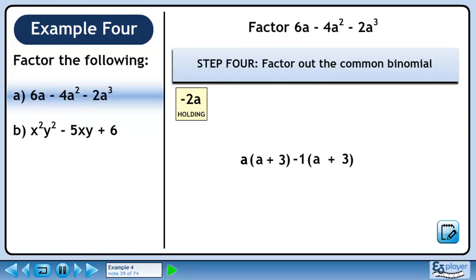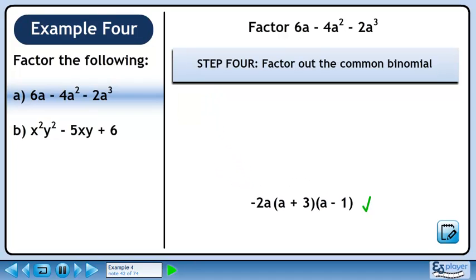In step 4, we'll factor out the common binomial. A plus 3 is common to both terms, so factor it out. Now collect what's remaining in a set of brackets. Don't forget about the minus 2a we have in holding. The factors are minus 2a, a plus 3, and a minus 1.